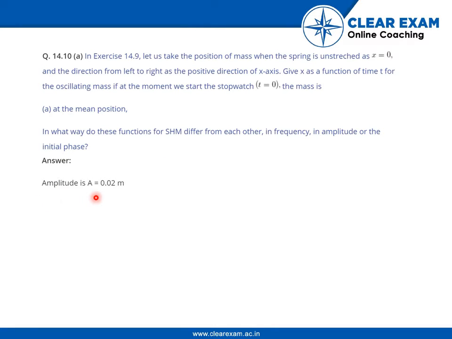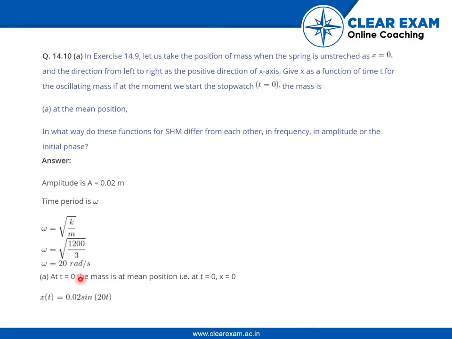So amplitude is 0.02 meter. The angular frequency omega equals root over of k by m. So if we put in these values, we get omega to be equal to 20 rad per second. Now at t equals 0, the mass is at the mean position, that is at t equals 0, x equals 0. So x as a function of t equals 0.02 sine 20t. Here x is in meters and t is in seconds.